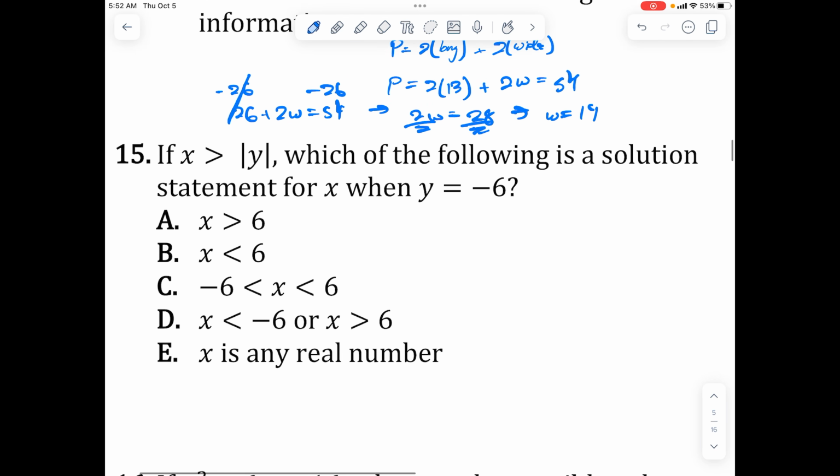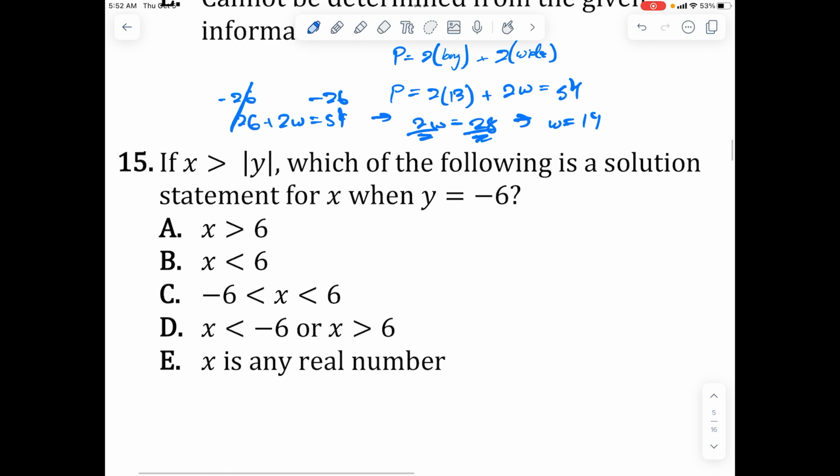Which of the following is a solution statement for x when y equals negative 6? X is greater than absolute value of negative 6.